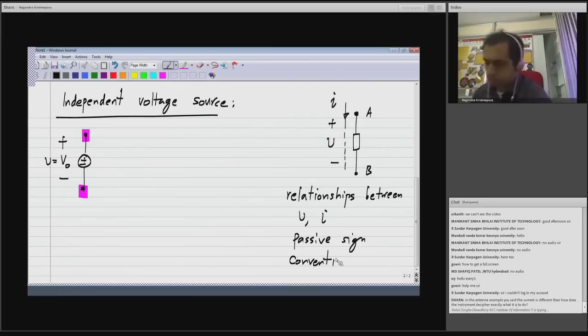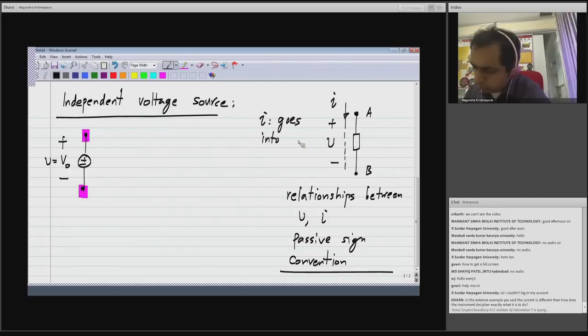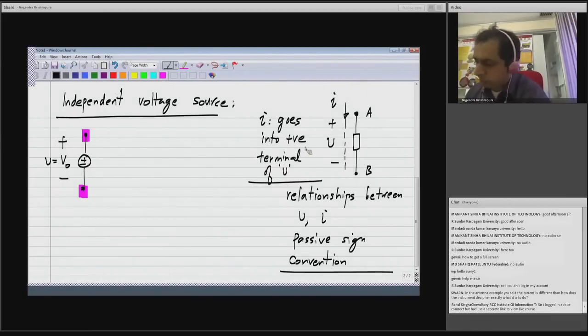Okay, that is the current I into the positive terminal of V. What is meant is the terminal which is defined as plus while defining this voltage. Okay, so for the voltage source, I have to define the current as going into the positive of this V.